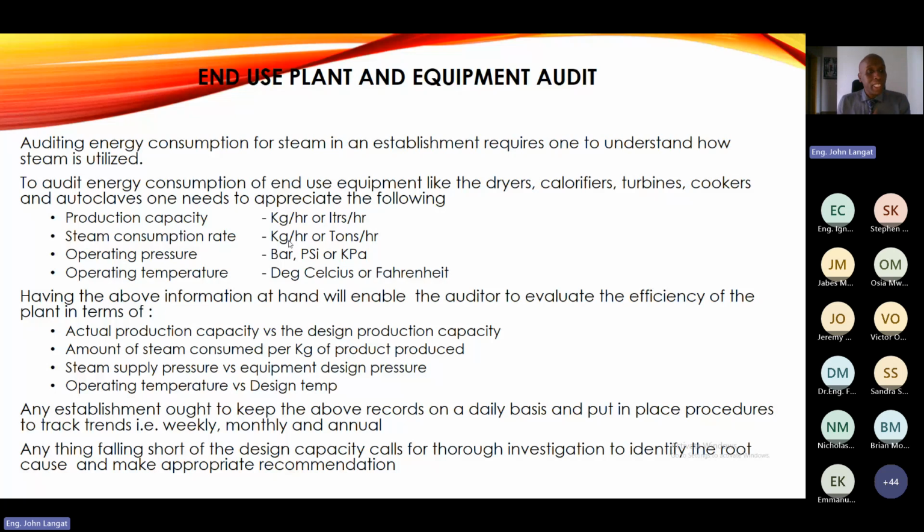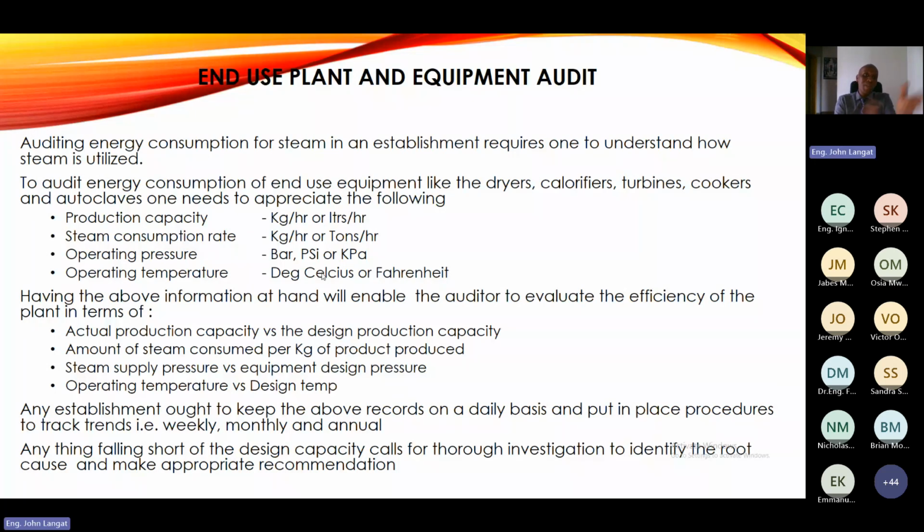Then you need to understand the operating pressure. This one is available along the line. Then operating temperature. What is the operating temperature of, say, the dryer, of the calorifier, of the turbine, cookers, autoclaves, and everything? Having the above information at hand will enable the auditor to evaluate the efficiency of the plants in terms of, one, actual capacity versus the desired production capacity.